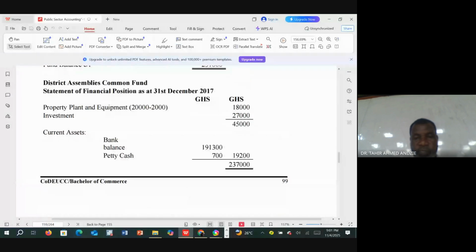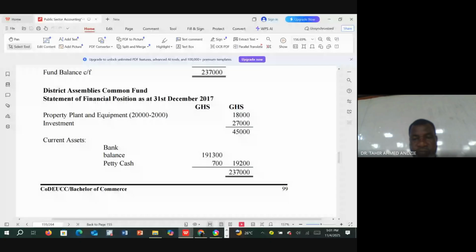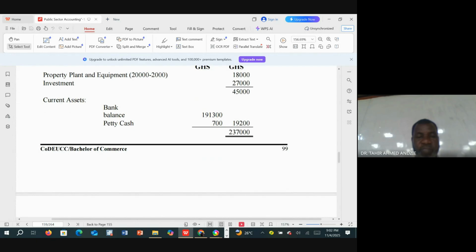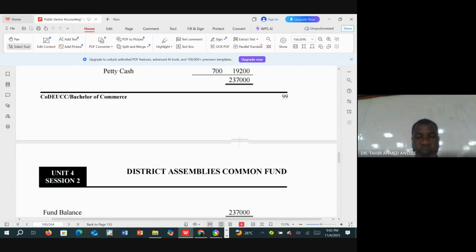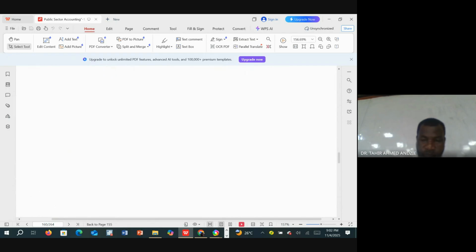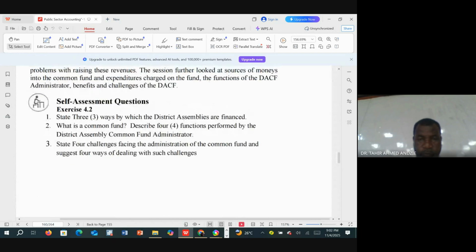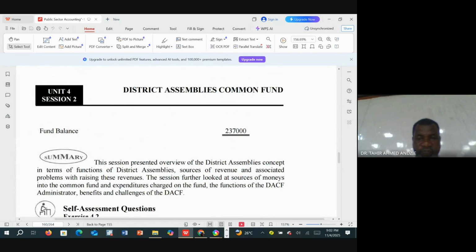Okay, then we have the investment as an asset. So we add the investment to it. That's a fixed asset. For the current assets, we have the bank balance and petty cash. When you add the two, you have the fund, which is the balance at the end of the period. So that gives us the fund balance.